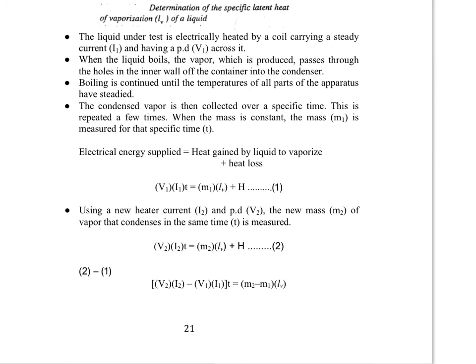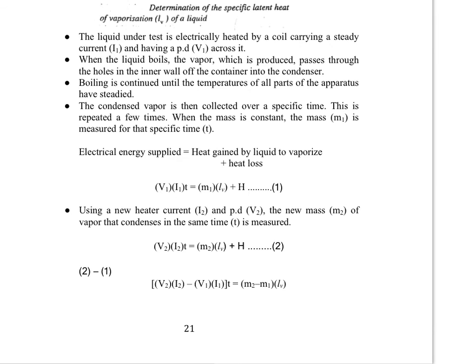So what can we do? We can solve simultaneously. We take equation 2, subtract equation 1, and the H will disappear. And then what we'll have is a combined equation here. So if we use both sets of values of V and I, and both sets of values of m, we will be able to get the accurate value for the specific latent heat of vaporization.